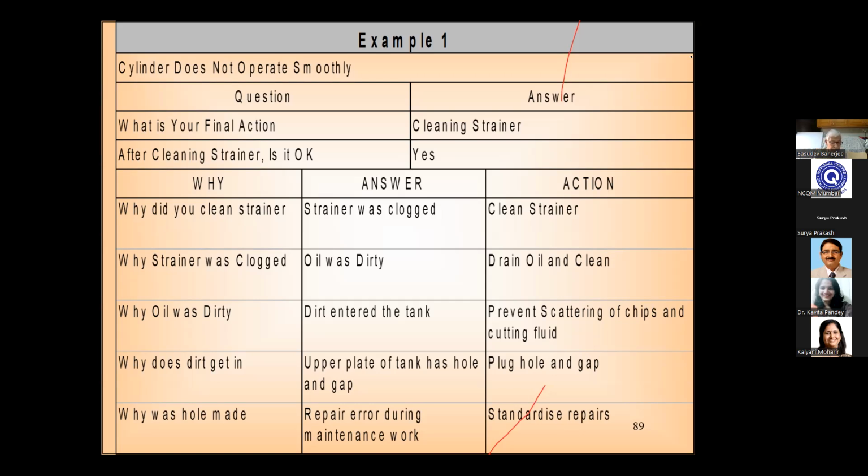Why was the oil dirty? Dirt entered the tank. Then what did you do? Prevented scattering of chips and cutting fluid going inside. Why does dirt get in? Because the upper plate has a hole and gap. What do you do? Plug the hole and gap. Why was the hole made? Repair error during repairing work. So standardize repairs. So that is how why analysis goes about, and act on that.